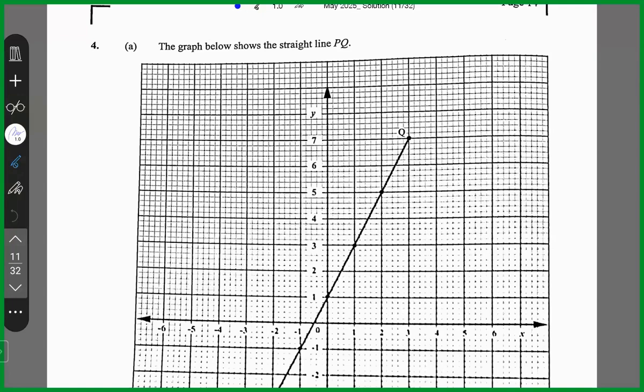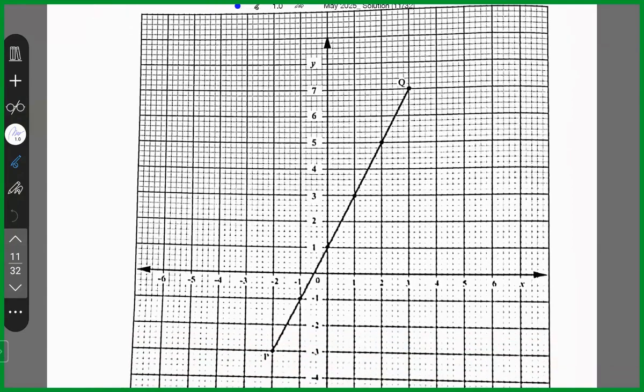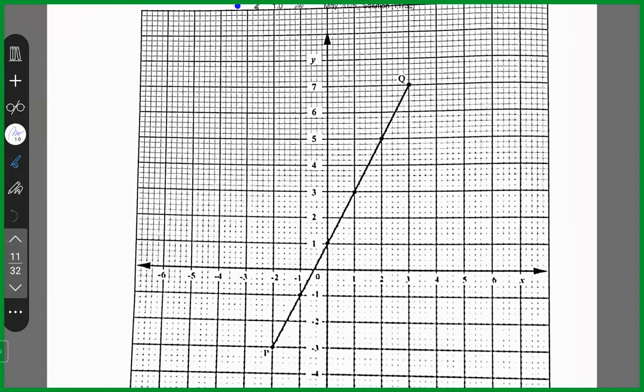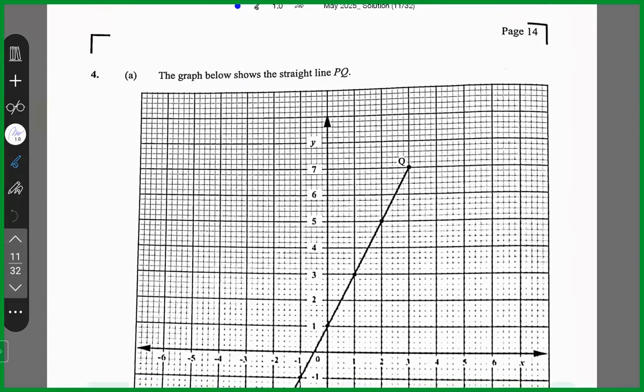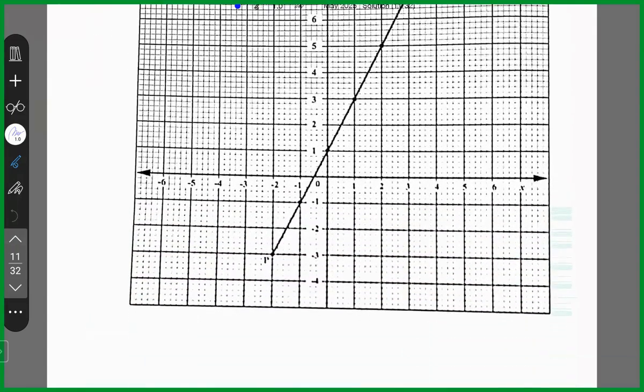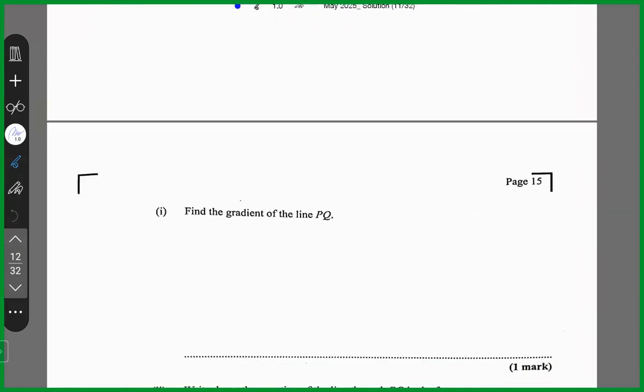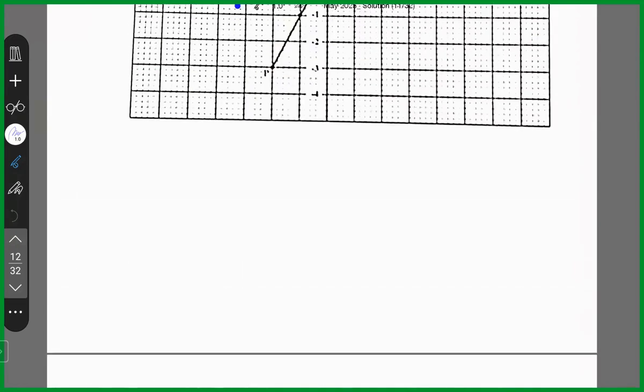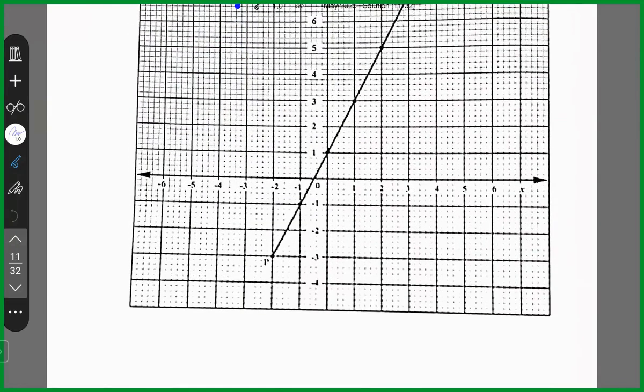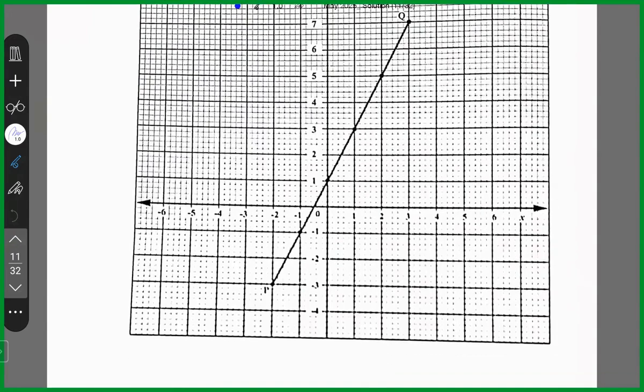Question number 4. The graph below shows the straight line PQ. Find the gradient of PQ. Well, to determine the gradient of PQ, I need the coordinates of 2 points on the line. I guess we could use P and Q.